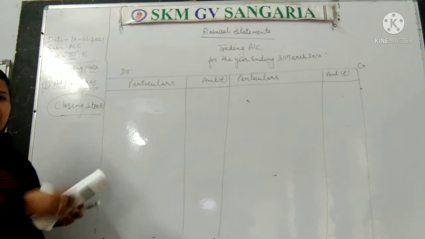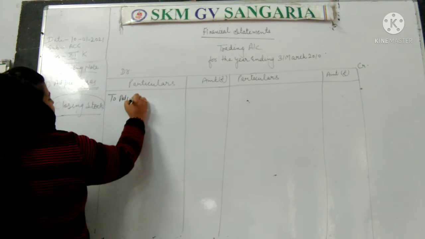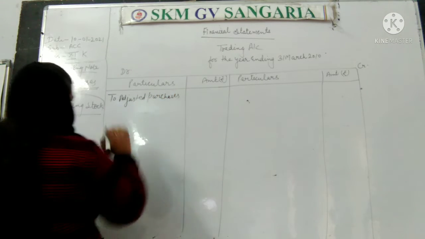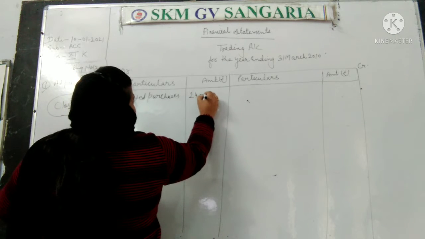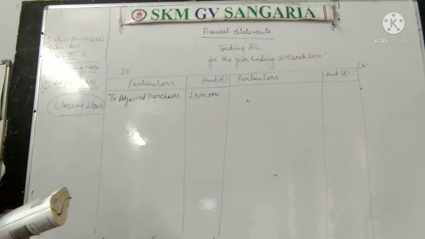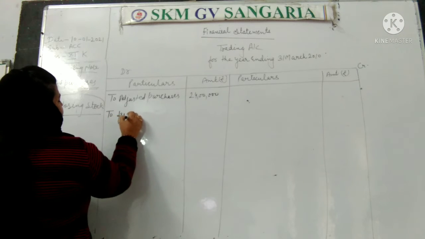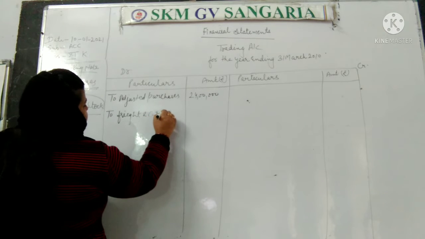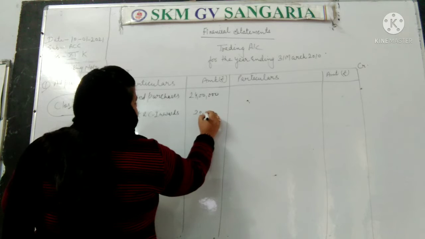First, what is given to us? Adjusted purchases. Adjusted purchases will be written in the debit side. Adjusted purchases is 24 lakh. Then second, what is given to us? Freight and carriage inward. The freight and carriage which is related to inward will be written in the trading account. Carriage inwards, this is rupees 20,000.